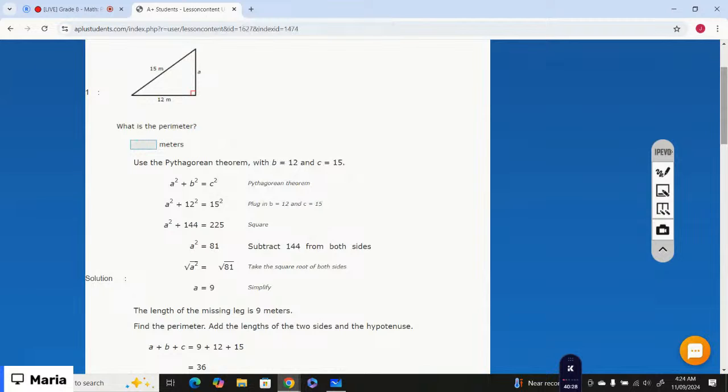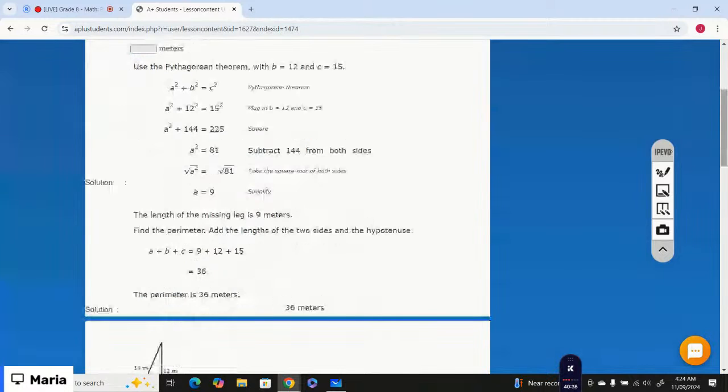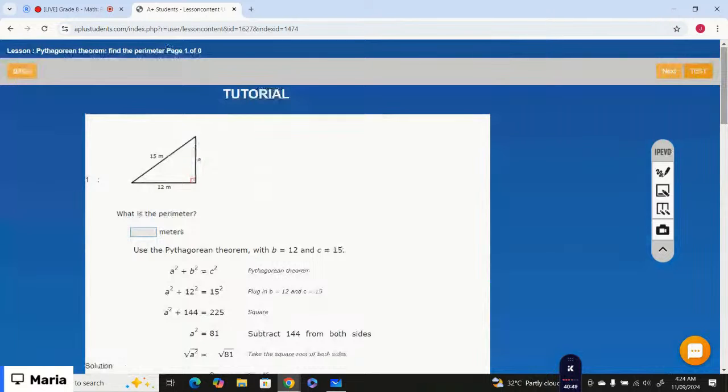Now you have all the three side lengths. We know that the perimeter is the sum of all the sides. So you just have to add all these sides. 9 plus 12 plus 15. So the correct option is 36. Got it? Okay, let's just start with the test questions.